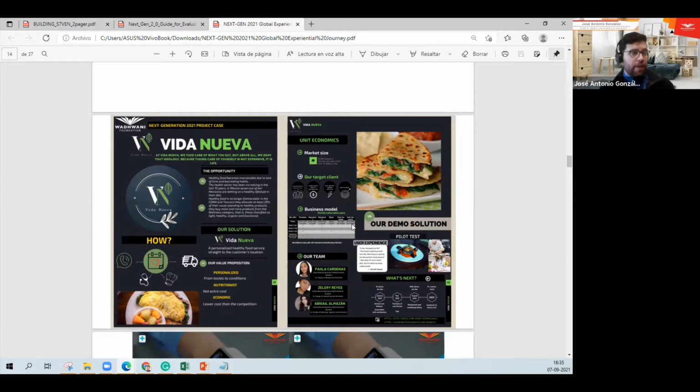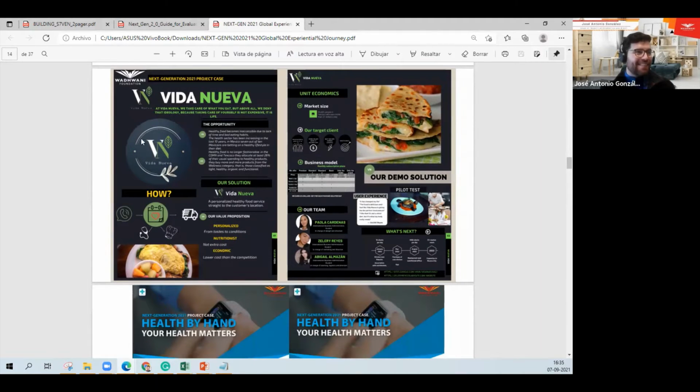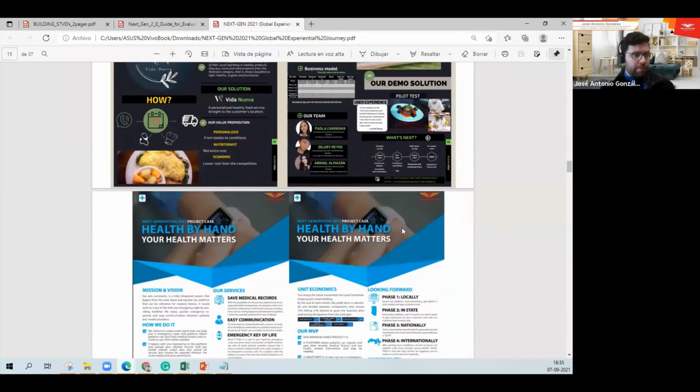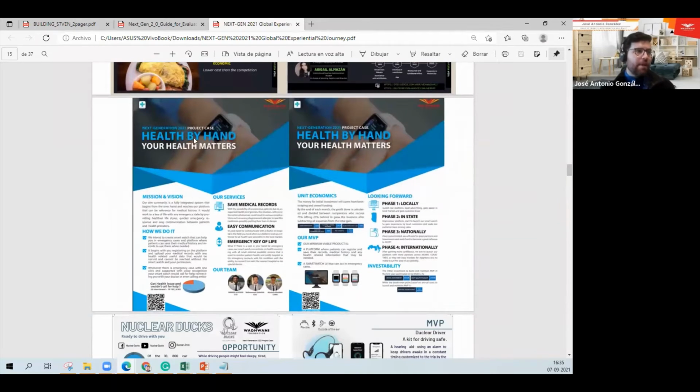We're going to be seeing these 2-pagers that include the opportunities, the problem, the solution, how they're doing it, the unit economics, business model, our team, and demo solution. This is another real example: mission and vision, how we do it, our services, unit economics, our MVP, looking forward, and investability.